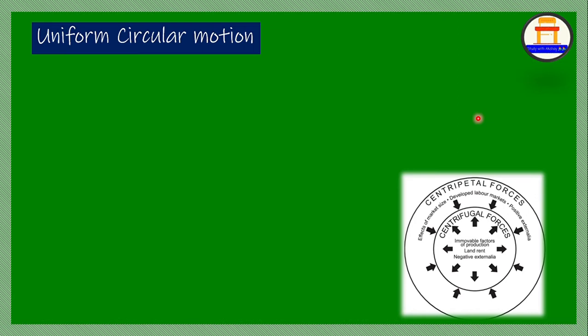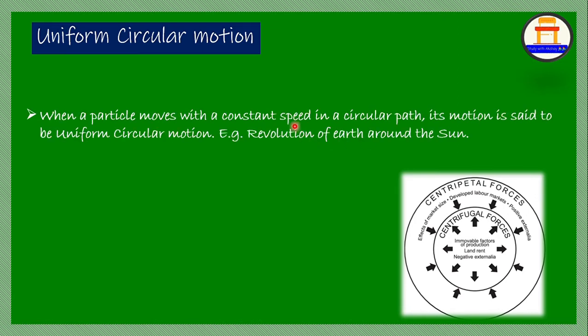What is uniform circular motion? When particles move at a constant speed in a circular path, the motion is said to be uniform circular motion. Either clockwise or anti-clockwise, when the particles move in a circular path at a constant speed. So constant speed is the condition, and circular path is the direction, and the motion is said to be uniform circular motion. Example, the revolution of the earth around the sun.